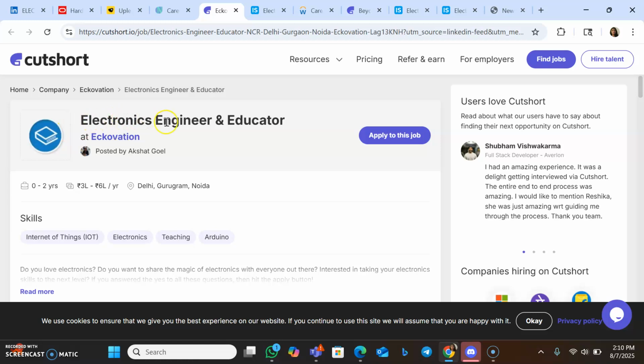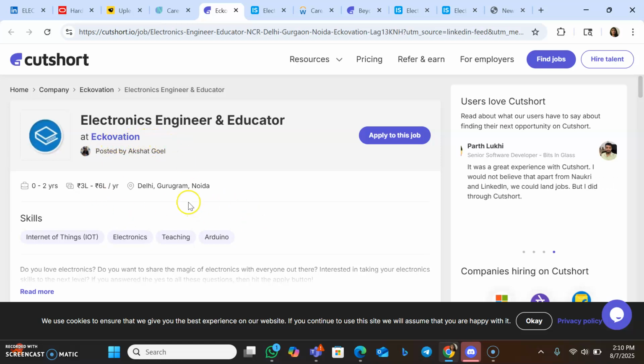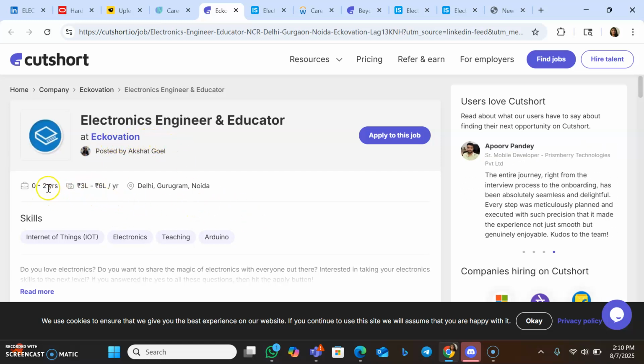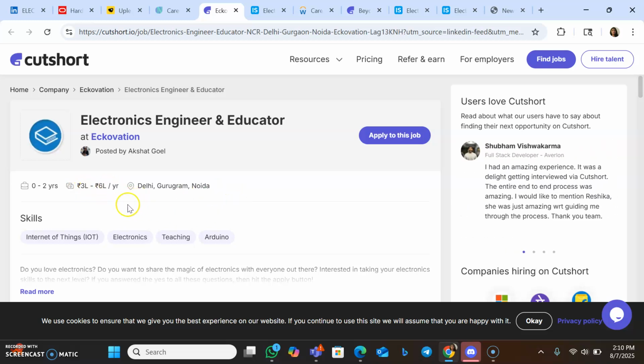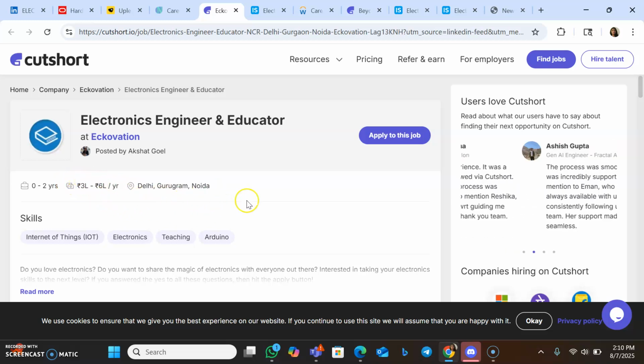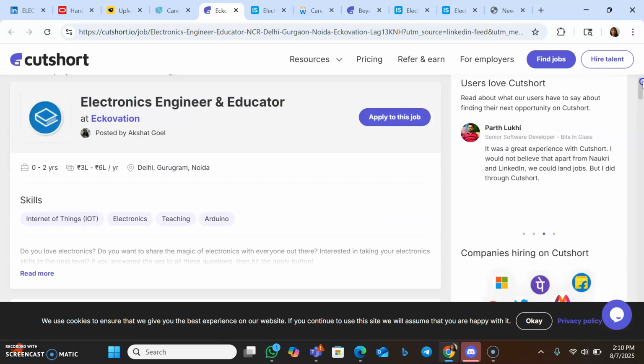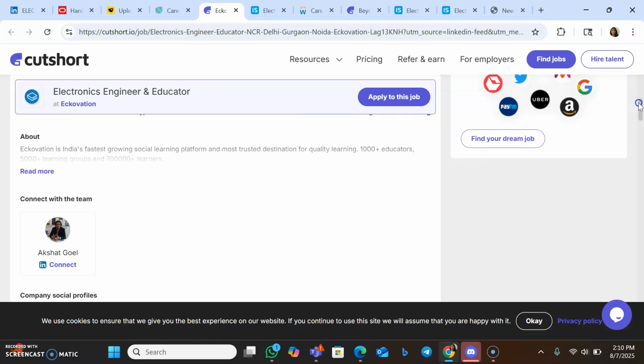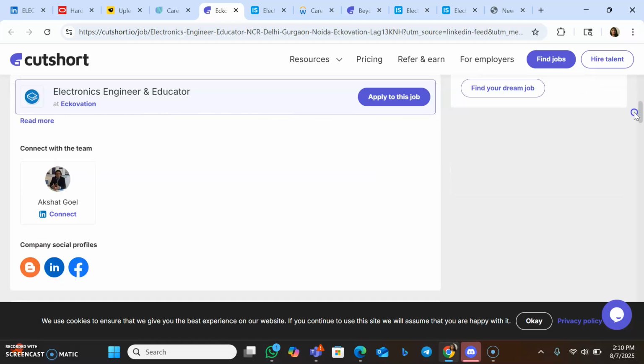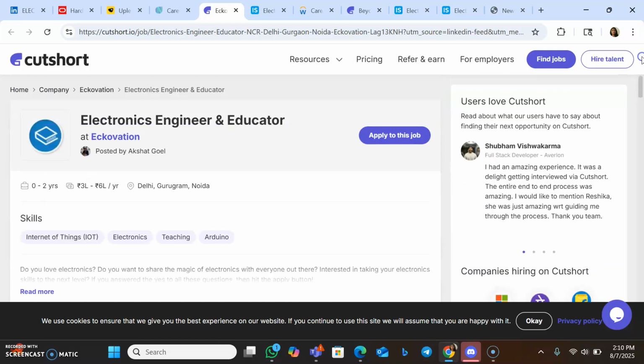Next one is Electronics Engineer and Educator at Ecovation. 0 to 2 years. Is experience needed? It is obviously a fresher job. 3 lakhs to 6 lakhs per annum. Delhi is the location. The skills they have given are electronics, teaching, Arduino, and IoT. They have given all the details here about the job position.